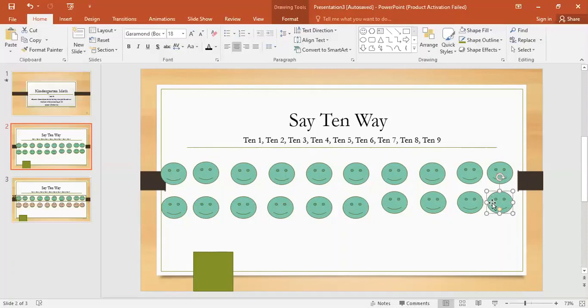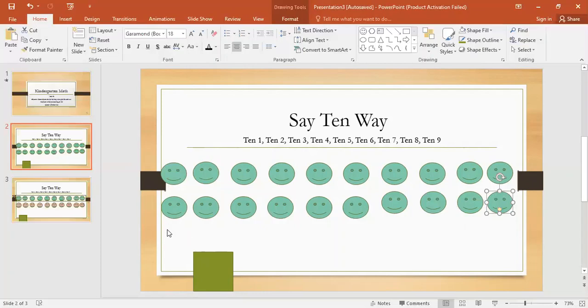Remind me, which one is this? 2, 10. Great job, because I have 2 piles of 10, 2 rows of 10. So when I get to 20, I say 2, 10. Great job. All right, I just want to go through this one more time so that we know how to say the say 10 way, to count the say 10 way.